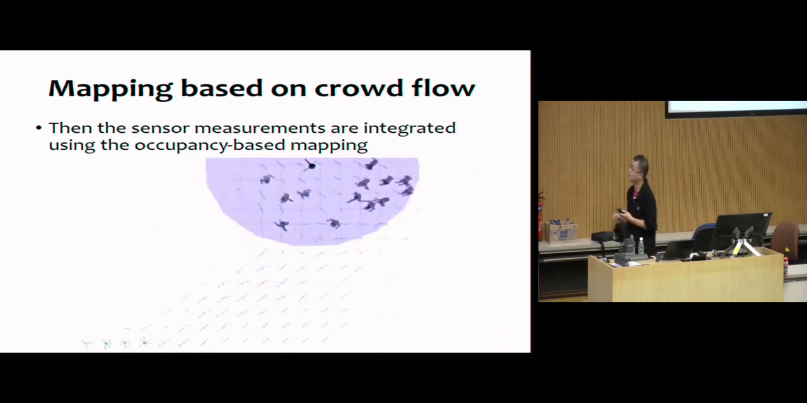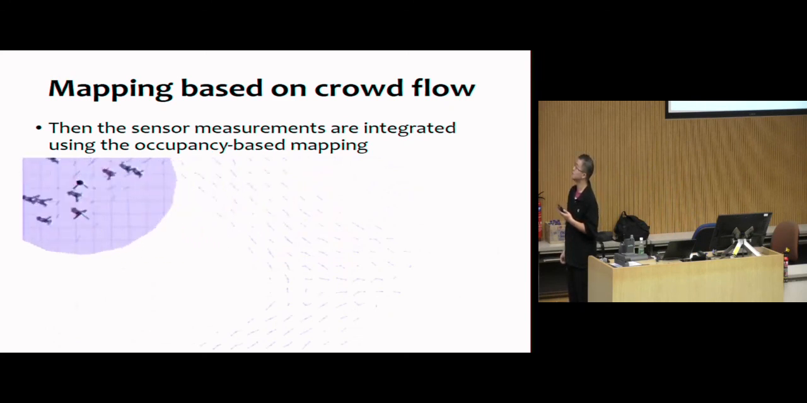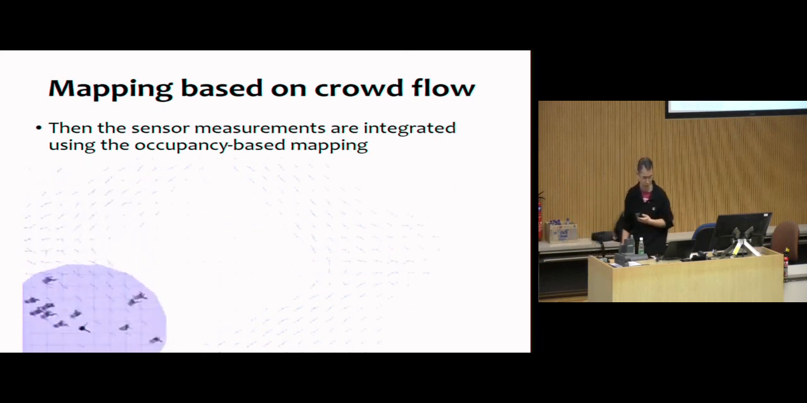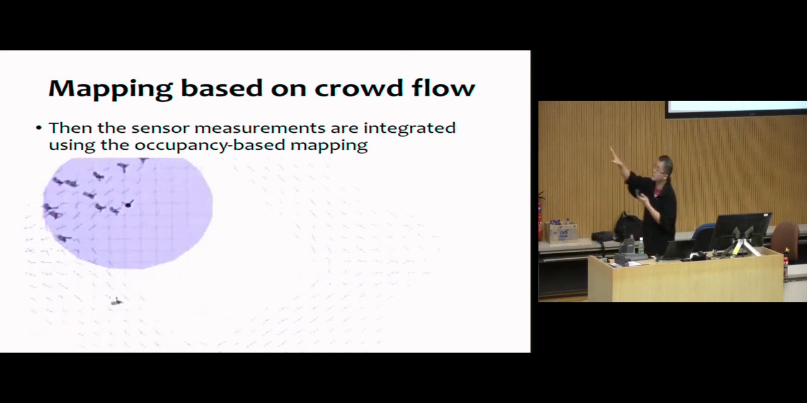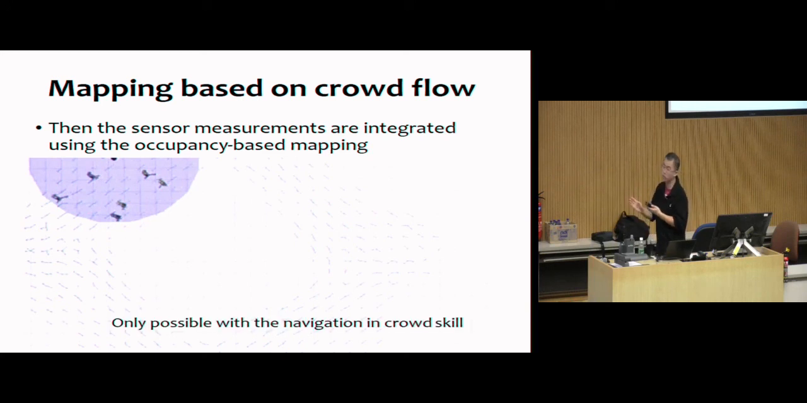As you can see, the robot can move around and eventually reconstruct the vector field. In this procedure, the robot does not use any information about the static environment. This is only possible if the robot can navigate freely inside a dense crowd. Otherwise, the robot will get stuck and cannot perform this kind of exploration.